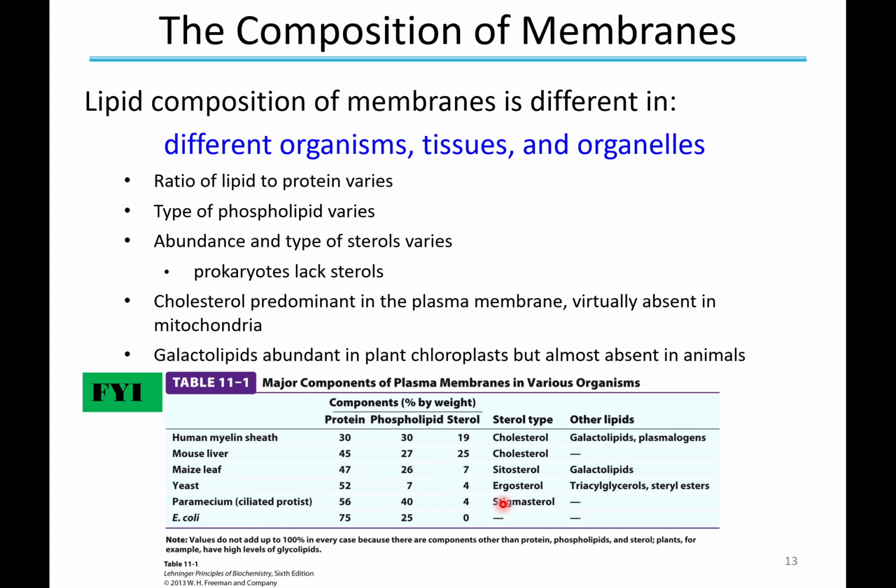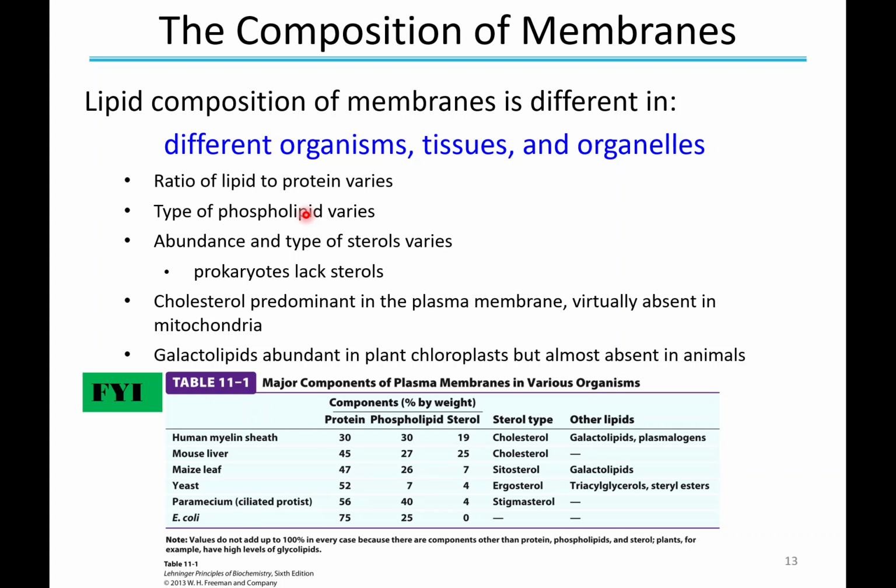So the composition of membranes. Well, as we saw in that picture there, there's going to be a component that's lipid based and a component that's protein based. The composition of membranes is going to be different. It's different in different organisms. It's different in different tissues from the same organism, and it's also different in the different organelles within a single cell. What changes? Well, the ratio of lipid to protein can vary.